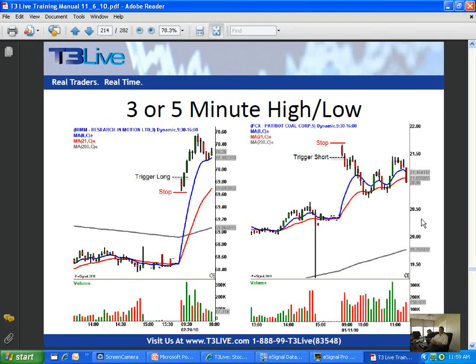3 or 5-minute high. Okay, so we can see that in the picture to the left, the stock has gapped above its current base. You can see it's gapping out of a range. It's above its 200. It's above its 8. It's above its 21. Okay? Aggressive traders can look to buy a long through the first 3 or 5-minute bar high with a stop right here, and you can see you get that directional move.